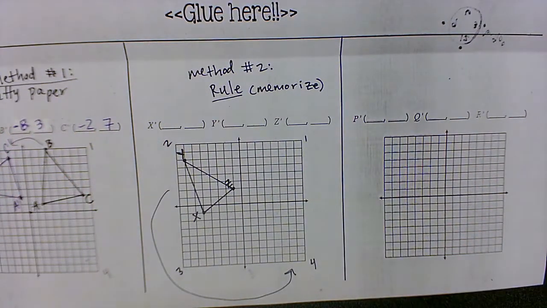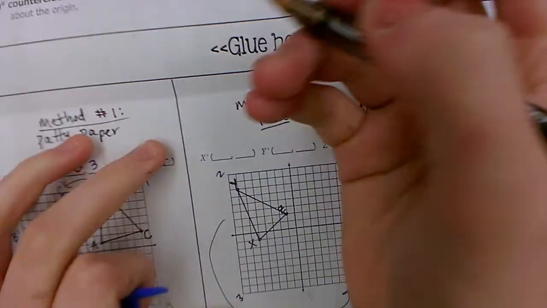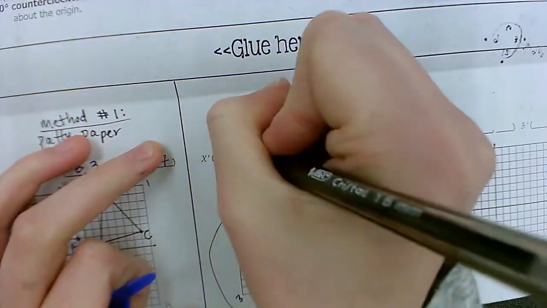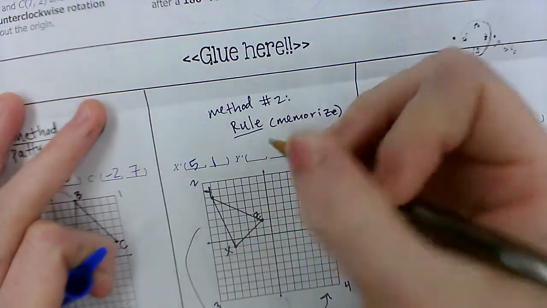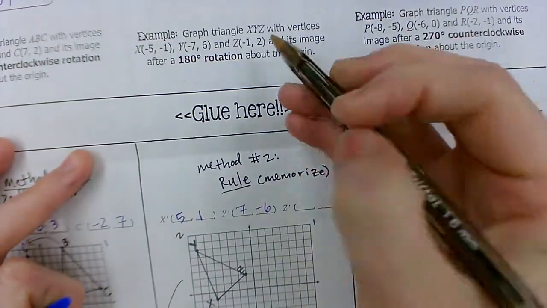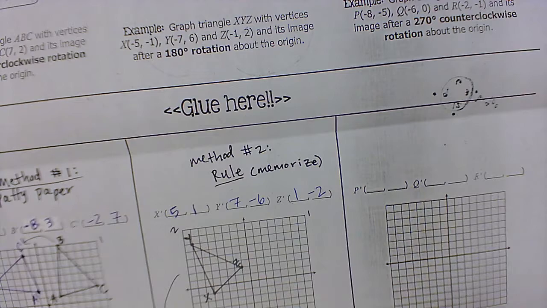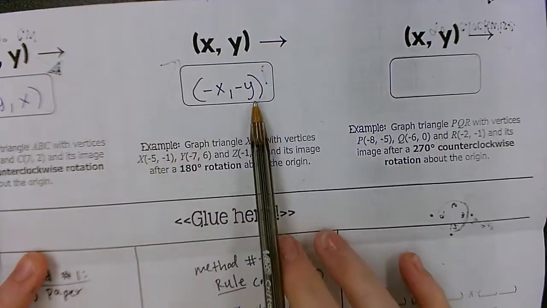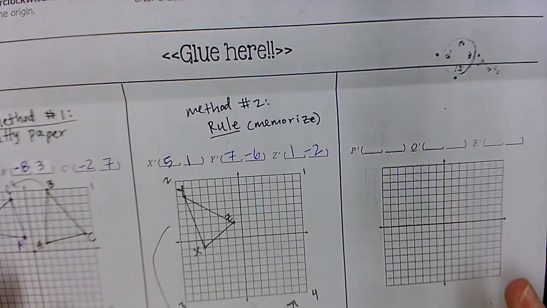Okay, so let's go ahead and do that. So x is -5, -1, so x prime would just be +5, +1. Y prime would be +7, -6, and z prime would be +1, -2. So we literally are just switching the sign. When it says -x, -y, that means I'm negating those values, so changing the sign.